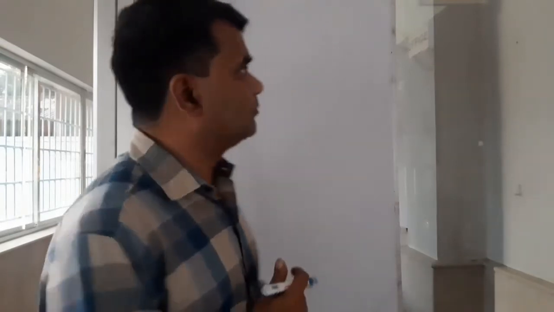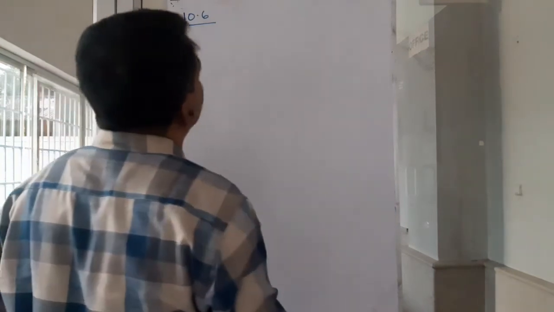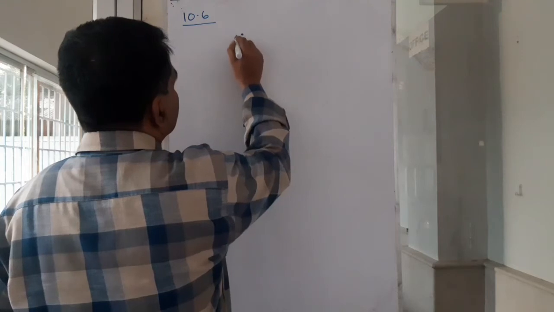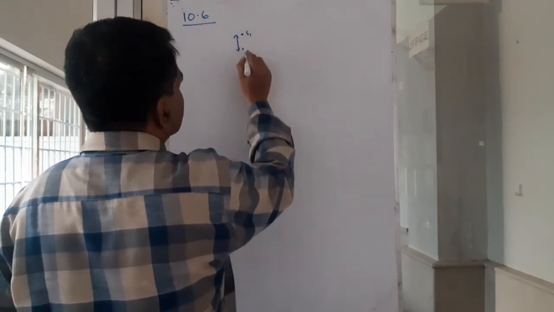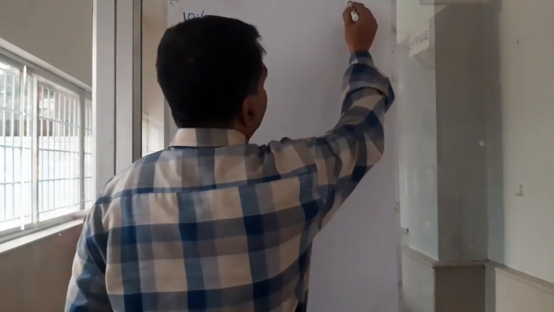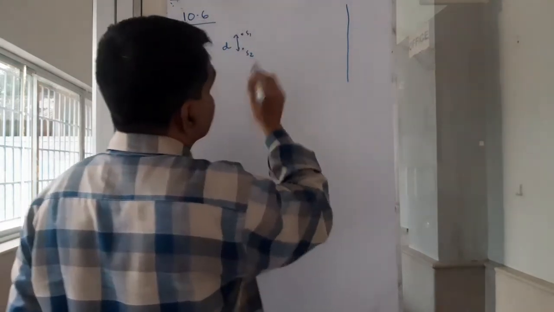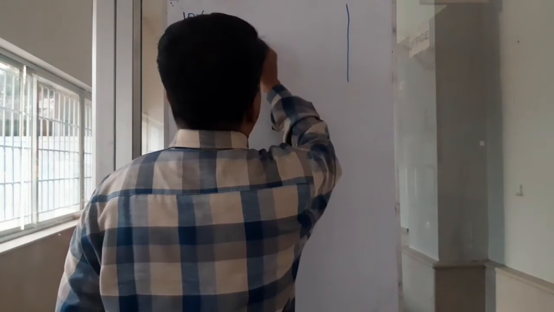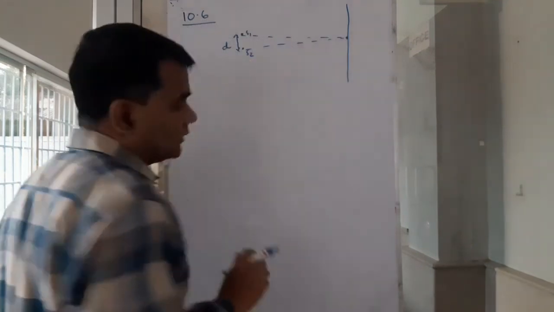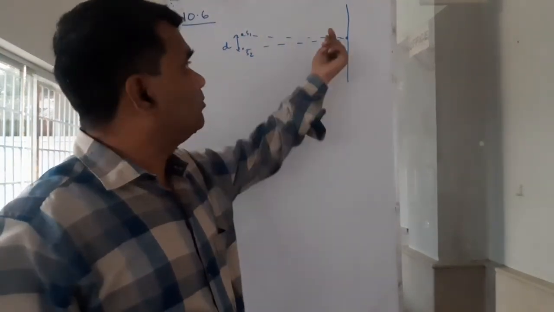Okay. Let's see. So this is 10.6. This is slit 1, and this is slit 2, and this is d, the distance of separation, and then you have the screen here. And let us suppose that this is where you form the central bright spot. It's the central maximum.